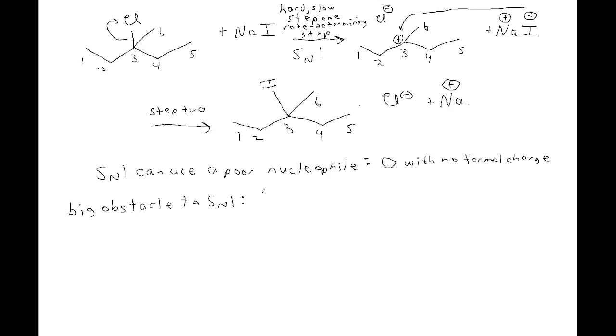What is the issue for SN1? Well, remember that the big problem with SN1 is the carbocation. So the big obstacle to SN1 is stabilizing the carbocation. What I mean by that is that anything that stabilizes the carbocation is good for SN1, and anything that destabilizes the carbocation is bad for SN1.